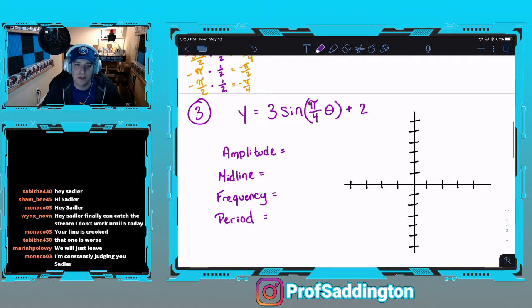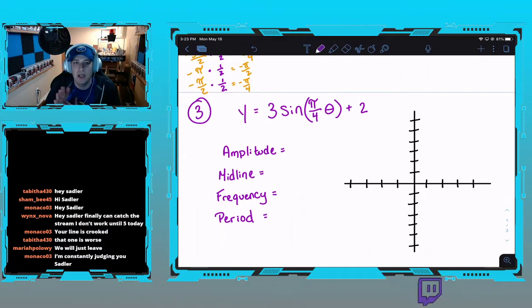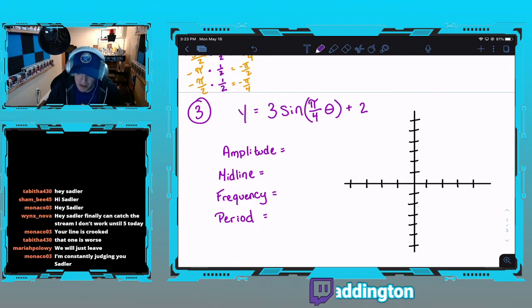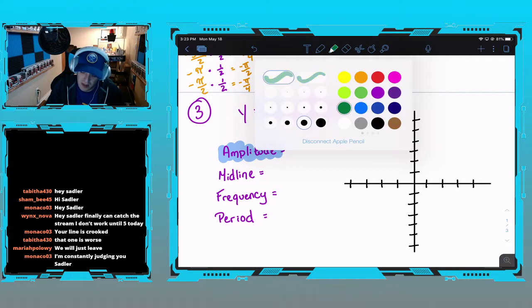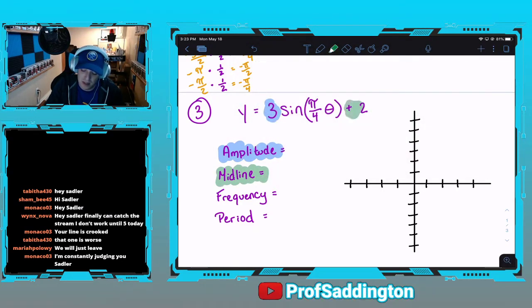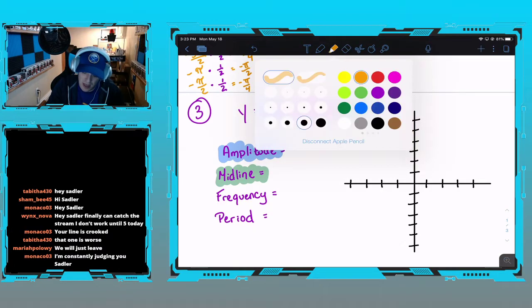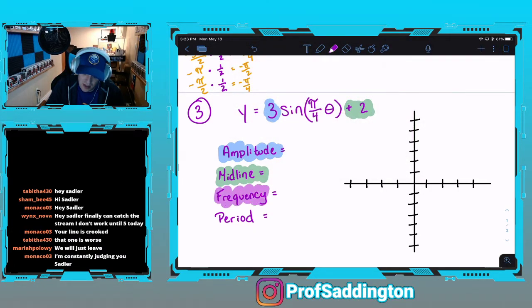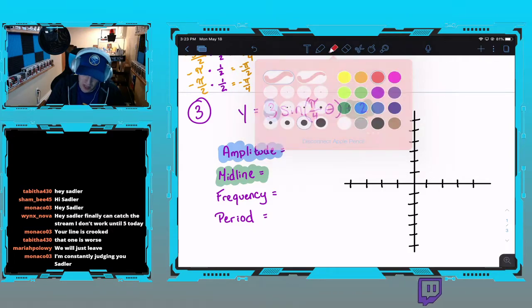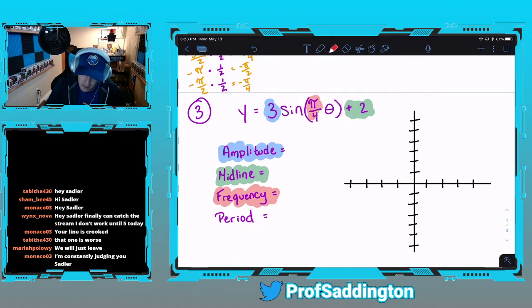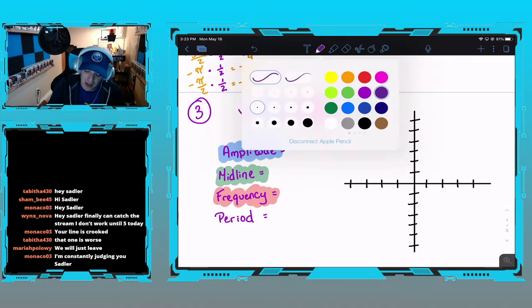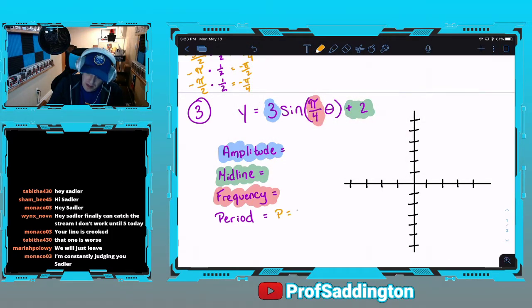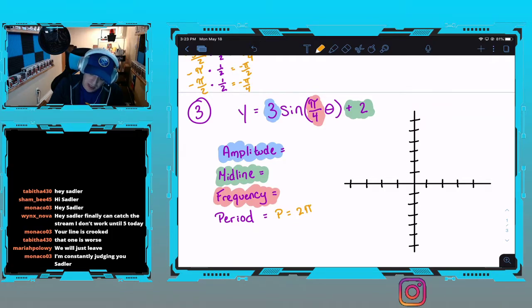Going down to number 3, it is identical. I'm going to go a little bit faster this time. So, amplitude, 3. Midline, 2. Frequency is going to be pi over 4. And then when we go to do the period, it's going to be 2 pi over b, which in this case is 2 pi all over pi over 4.